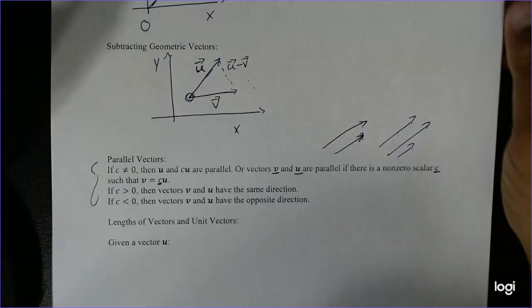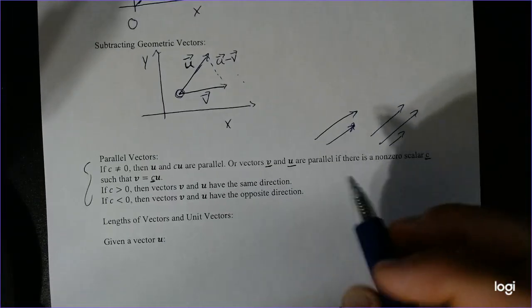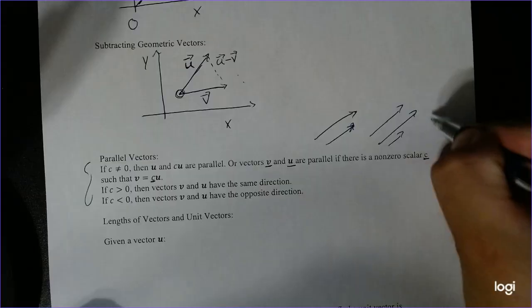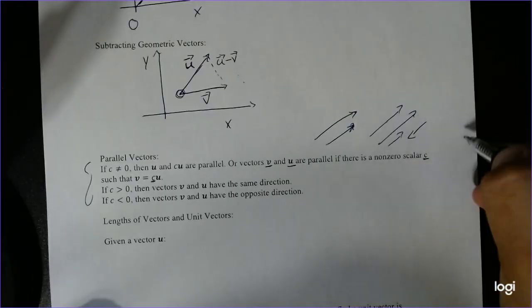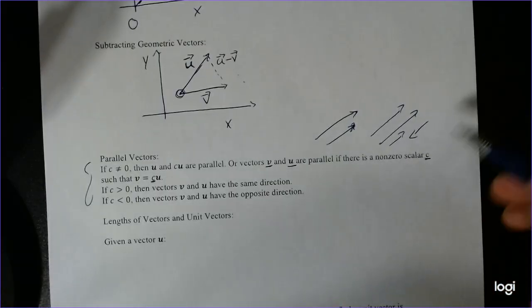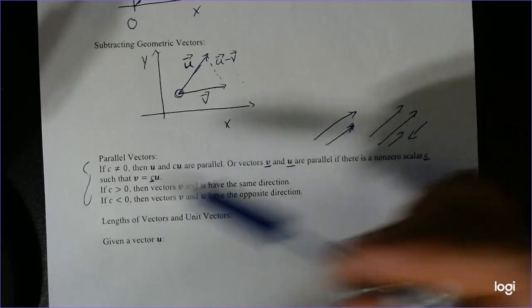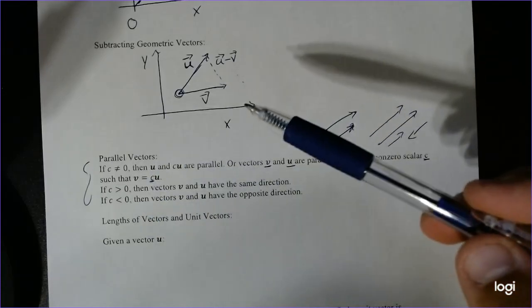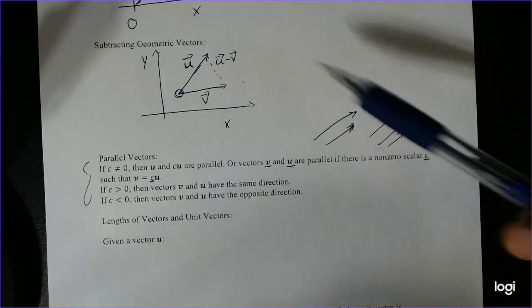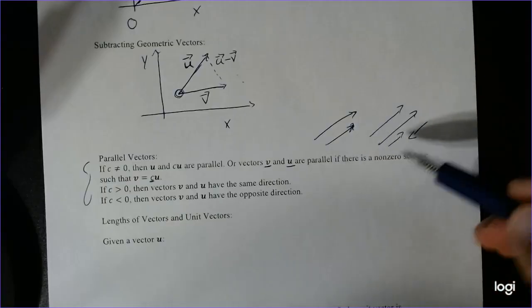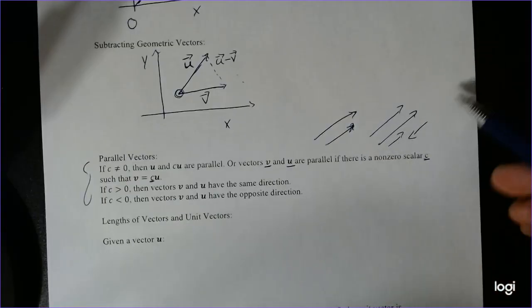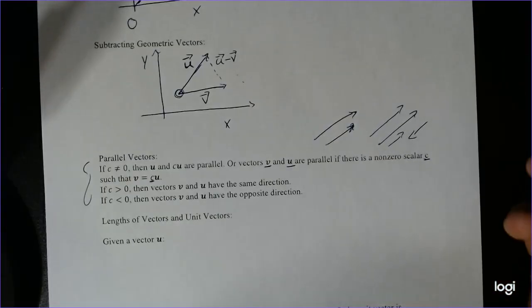Okay. But here's a nice interesting part. We can have parallel vectors, and they can also go in the opposite direction. So we can say they're parallel but in the opposite direction. Obviously if c is positive, that means they have the same direction. If c is negative, they have opposite directions, which again makes sense, right? Just going in the opposite direction, but still technically parallel.